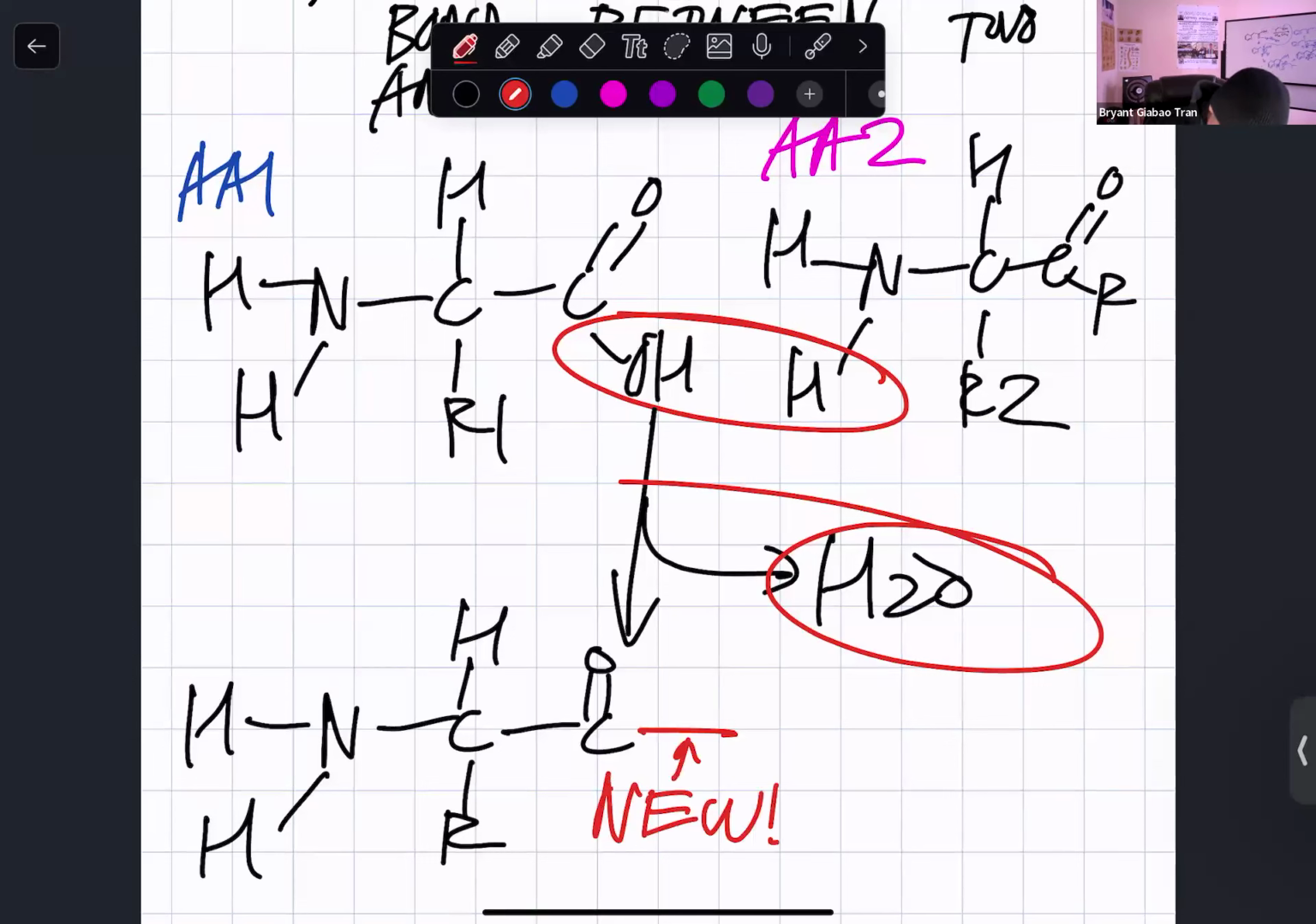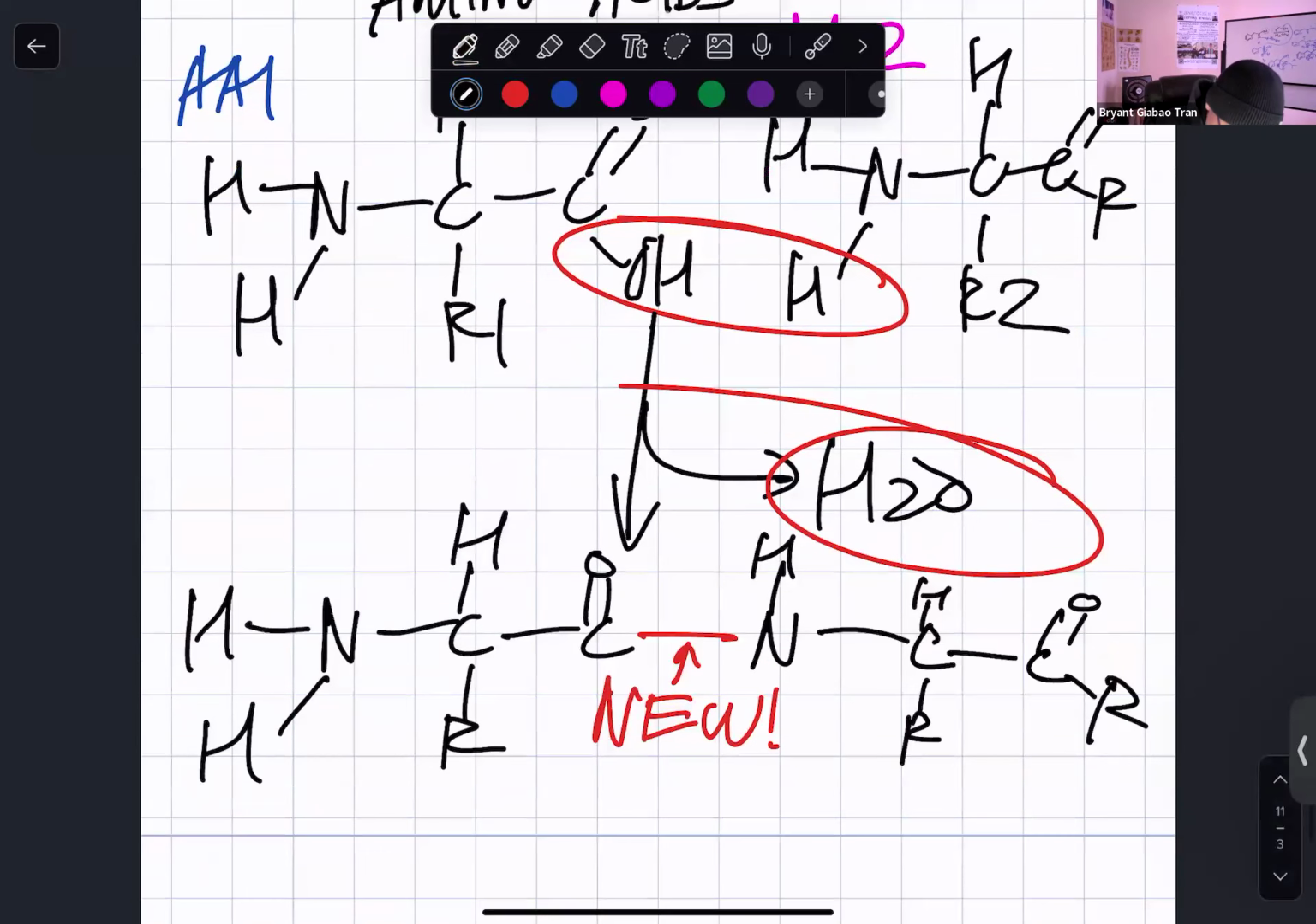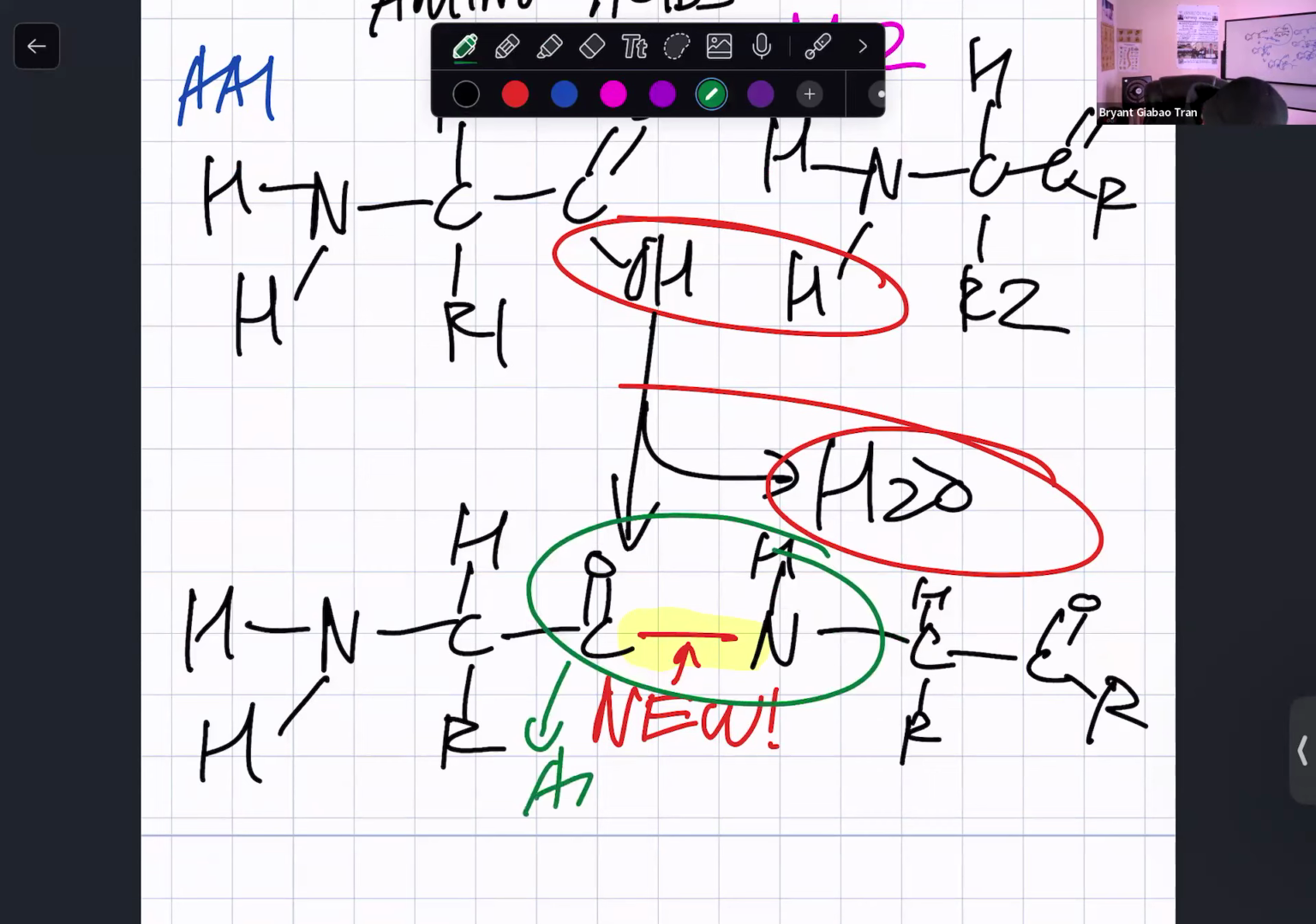A new bond forms between the carbonyl carbon of the carboxylic acid and the nitrogen of the amino group of the other amino acid, right? The peptide bond right here is that new bond that got formed. And this functional group, like we said earlier, is going to be an amide.